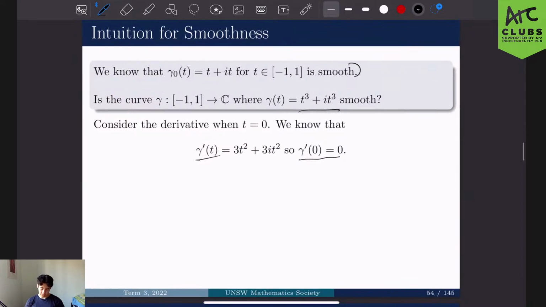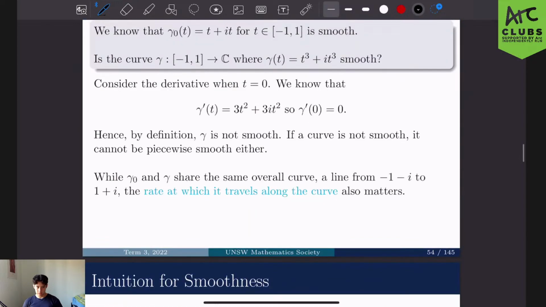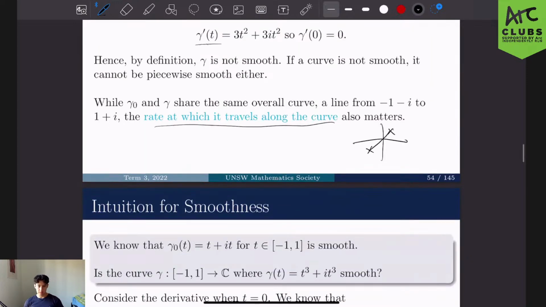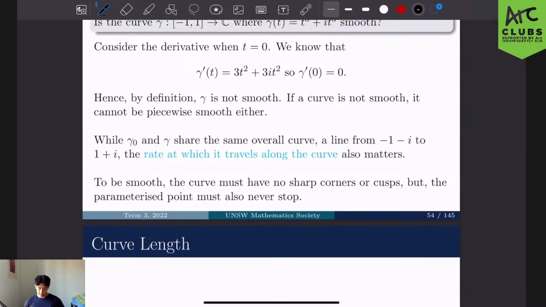So we can see the initial one is smooth because when we differentiate it we get 1 plus i, and when we sub in t equal to 0, this is not equal to 0, so it is smooth there at 0. But for this t cubed plus i t cubed, we get 0, so by definition it is not smooth. And if it is not smooth, it cannot be piecewise smooth. Another interesting thing is that although both of these functions have the same line, what matters is the rate at which it travels along the line. So we have to check the derivative to see whether or not it is actually smooth. It's not just the curve itself. There has to be no sharp corners or cusps, and it also has to not stop, it has to keep going.